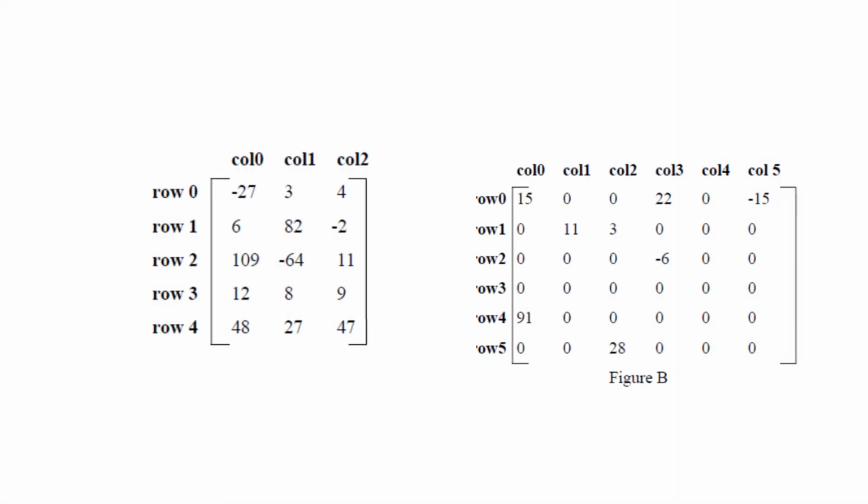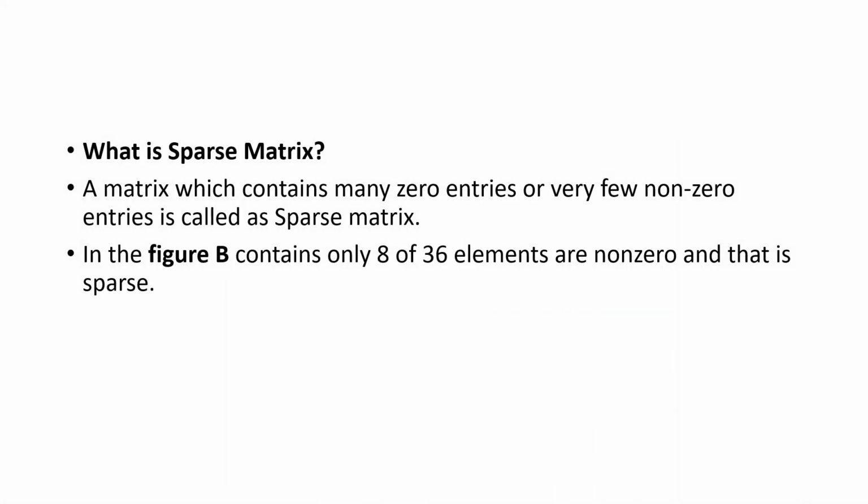This is a figure. We have these matrices. This is a matrix, and here we have another matrix, which consists of a large number of zeros. So that is why we call it a sparse matrix. What is a sparse matrix? A matrix which contains many zero entries or a few non-zero entries is called a sparse matrix. Figure B contains 8 of 33 elements that are non-zero, and that is sparse.